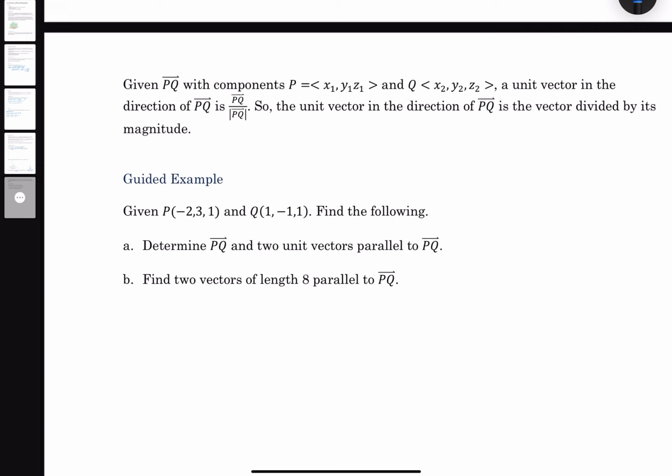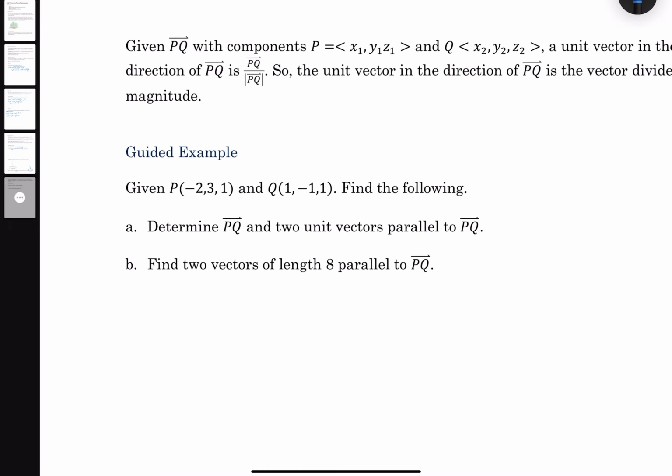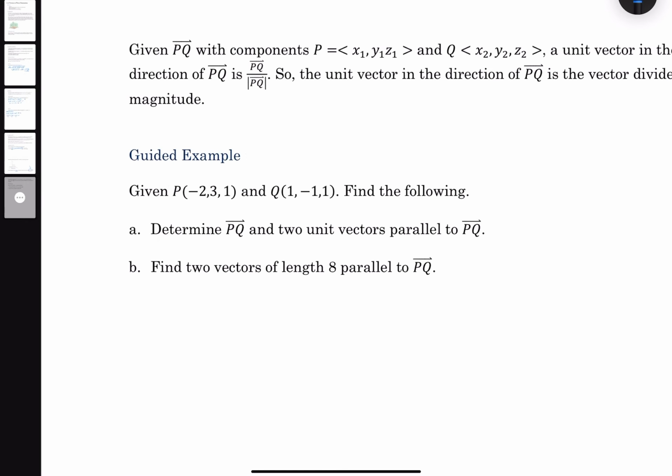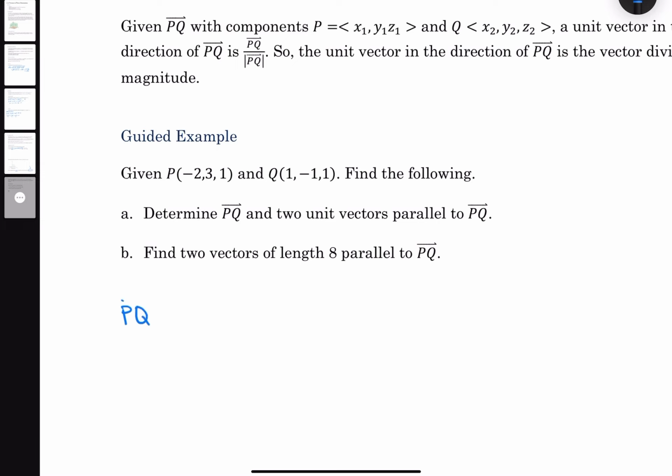So for our guided example, we want to find 2 unit vectors that are parallel to the vector PQ. First, we have to determine vector PQ. So PQ is equal to, let's put this in vector notation, pointy brackets, 1 minus -2, comma, -1 minus 3, comma, 1 minus 1. And that's going to be 3, -4, 0.